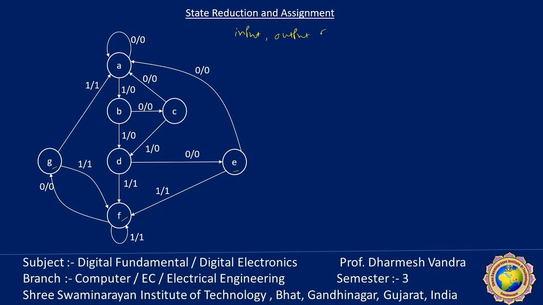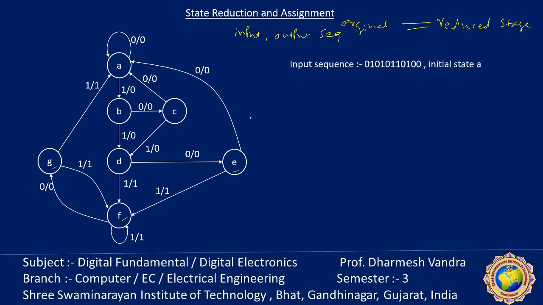The functionality depends only on the input sequence and output sequence. If the output sequence of the original state table is the same as the reduced state table, then we can say that the functionality remains the same. Let's take one example. Suppose the input sequence is 0 1 0 1 1 0 1 0. This is the sequence which is provided here. So we have to consider three important parameters: the present state, the input sequence X, and the output Y.